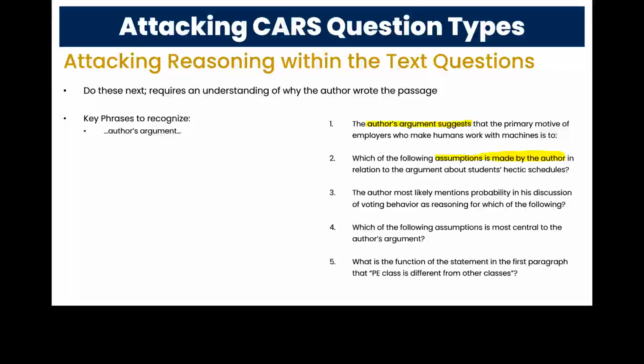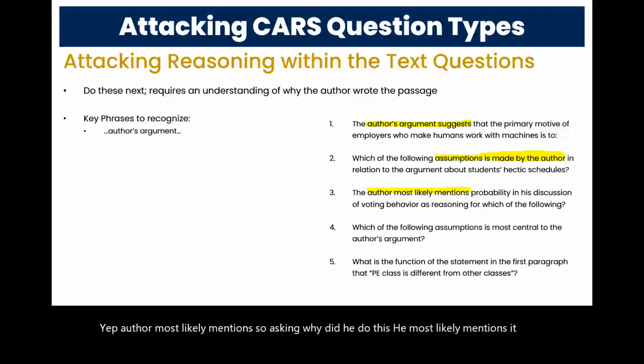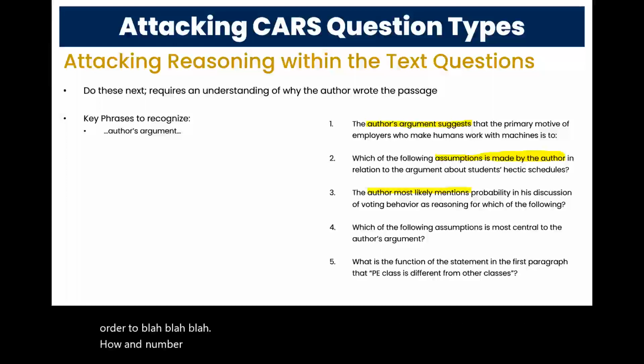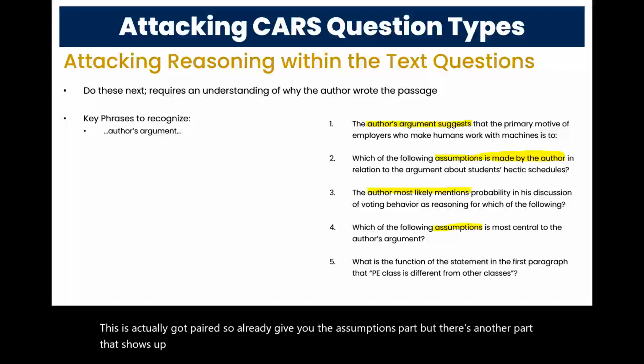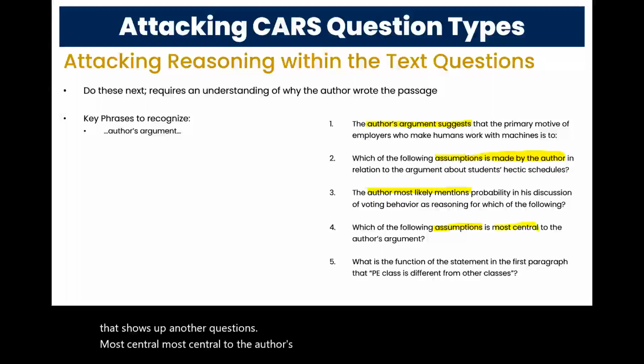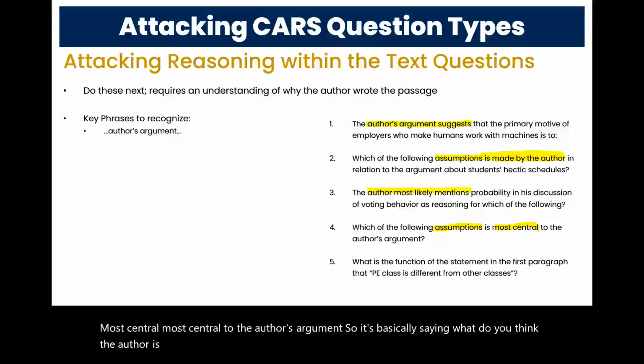Yep, author most likely mentions. So they're asking, why did he do this? He most likely mentions it in order to blah, blah, blah. How about number 4? This has actually got a paired, so I'll already give you the assumptions part. But there's another part that shows up in other questions. Most central to the author's argument. So it's basically saying, what do you think the author is emphasizing the most when making the point? So again, it's sort of understanding how and why the author is doing things.